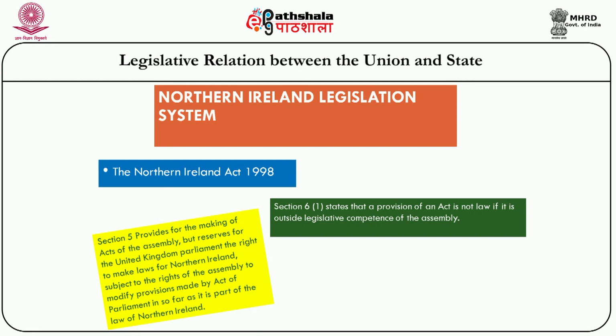Firstly, section 5 of the Northern Ireland Act 1998 provides for the making of acts of the Assembly. But it reserves for the United Kingdom Parliament the right to make laws for Northern Ireland, subject to the right of the Assembly to modify provisions made by an Act of Parliament in so far as it is a part of the law of Northern Ireland.